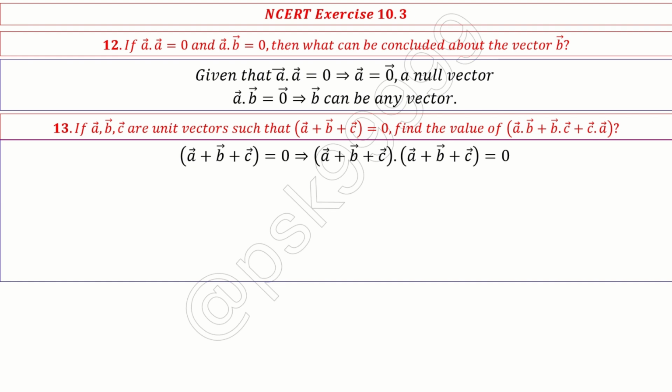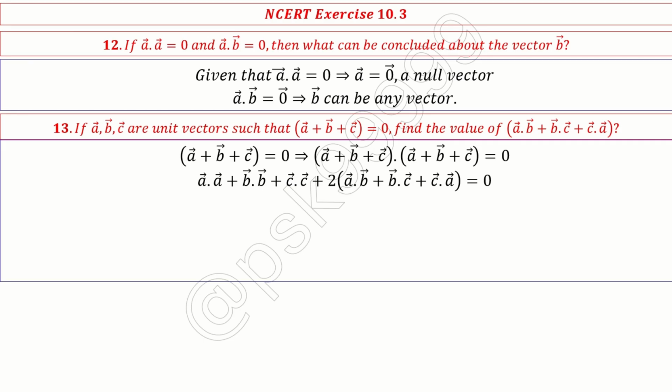Okay, a plus b plus c is given as 0, and we need to find the value of a dot b plus b dot c plus c dot a. So let's square it. a plus b plus c into a plus b plus c. If you expand it, what you will get is a dot a plus b dot b plus c dot c plus 2 times a dot b plus b dot c plus c dot a.